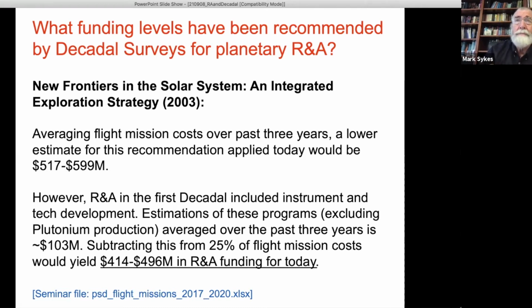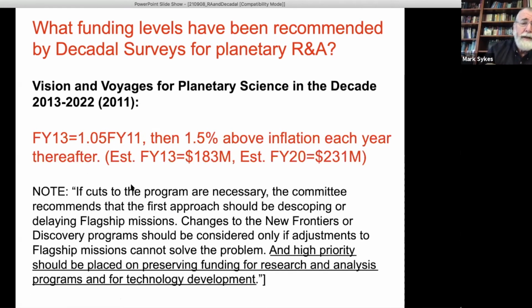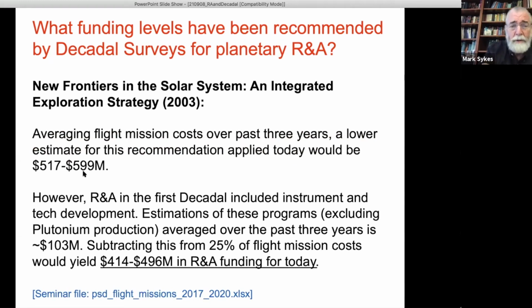But one thing I would note, and I did a little overcorrection here, is that the first decadal included instrumentation stuff in RNA. So when I look at the current budget and add up all the technology development programs, though I exclude plutonium production, averaged over the past 3 years, we get 103 million. If you were to deduct that from the 517 to 599, you get 414 to 496.